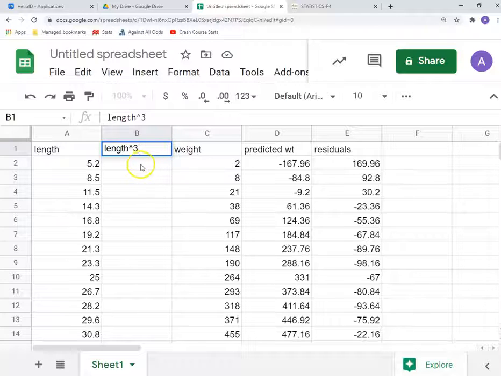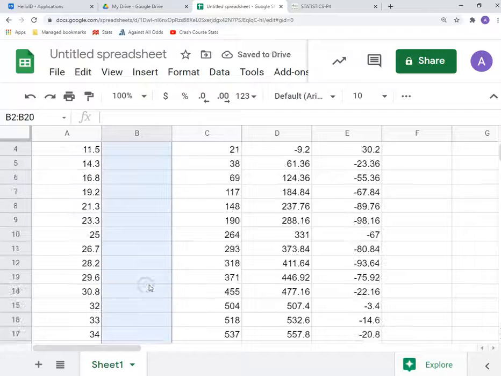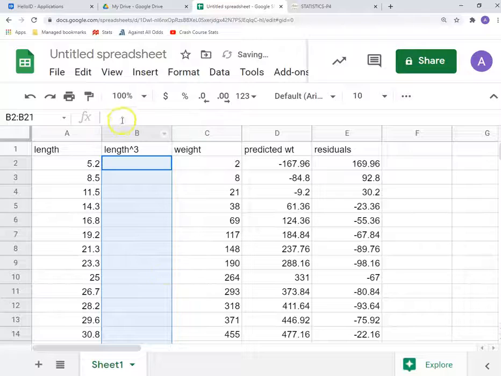So the computer, like I said, does all the work. So we're going to highlight the column. Oops, that was not far enough down. There we go. And then in the formula bar, you're going to put equal.